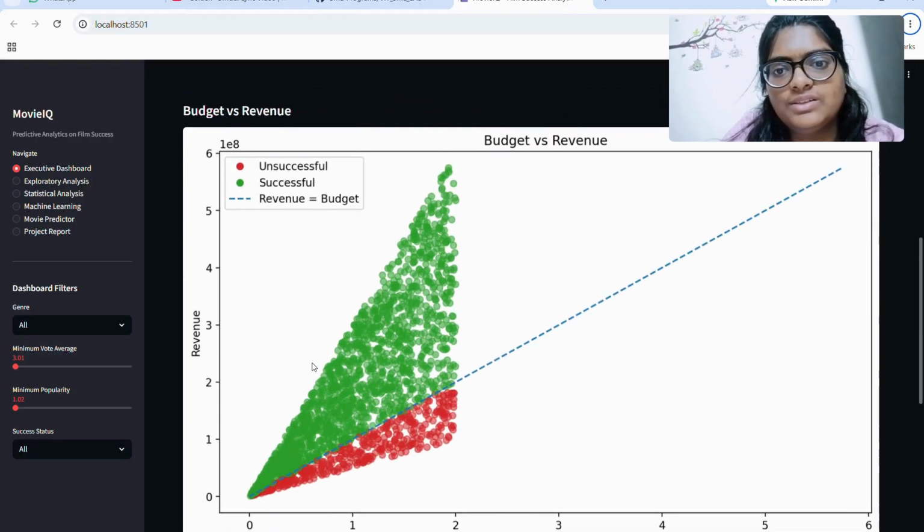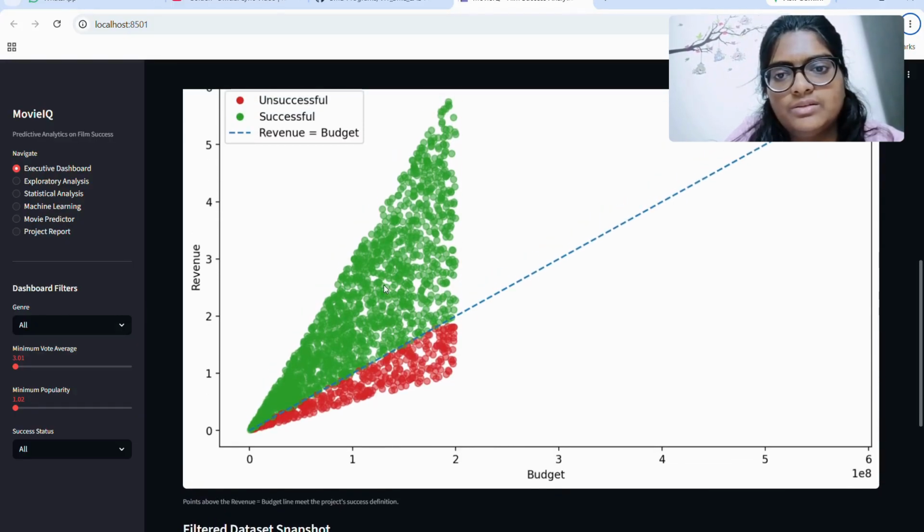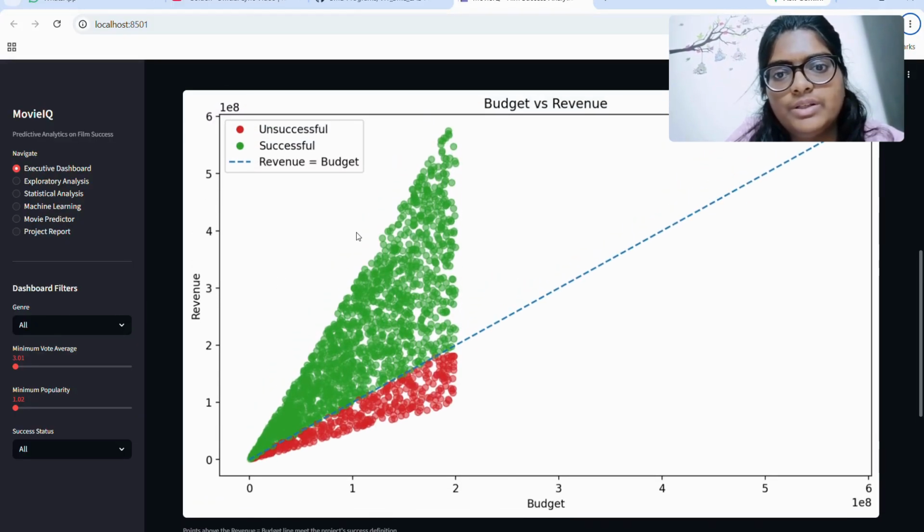Next is budget versus revenue. This visualization shows the relationship between the movie budget and the revenue. The green points represent successful movies while the red points represent unsuccessful movies. The dashed line represents the points where revenue equals budget, and movies above this line generate more revenue than their budget, which is the definition of success used in this project.